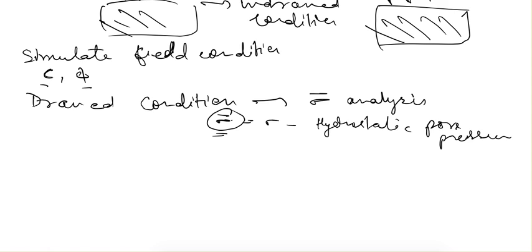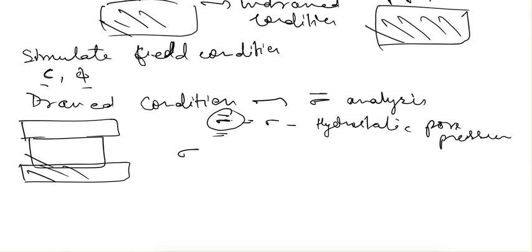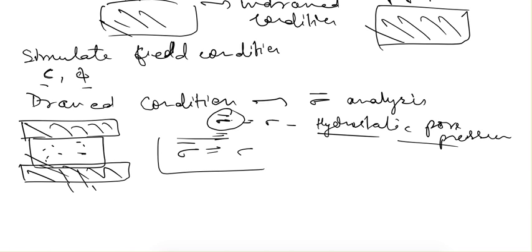This test, if we conduct in the lab, let's say this is the sample in a direct shear test. For that, obviously there will be no hydrostatic pressure. Whatever water will be there in this soil, it will drain out. So effective stress can be given as total stress. So this above formula is for field condition and this is for lab condition.